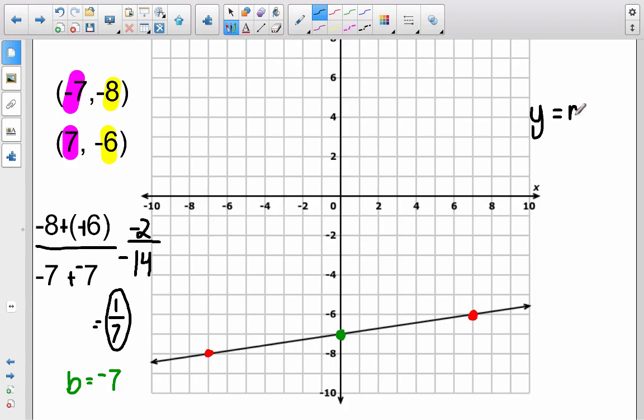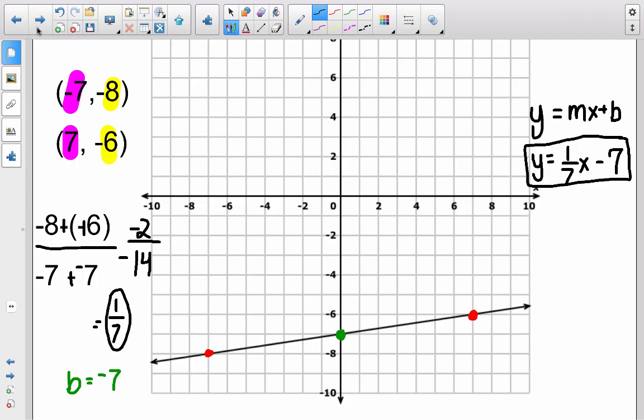it's important to remember the y and the x are going to stay a y and an x. We're only going to replace the m and the b. Since the m stands for slope, I'm going to replace m with the slope of 1/7. So I get y equals 1/7 x. And then my y-intercept, which gets replaced for b, is -7, so minus 7. So this equation fits for this line right here.